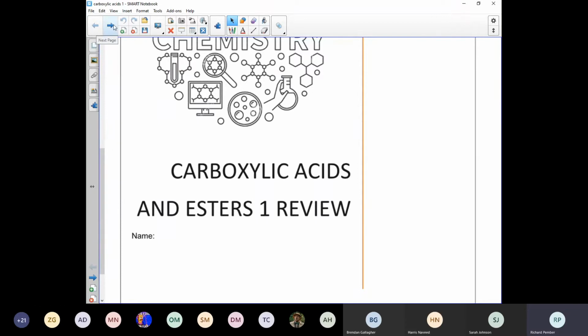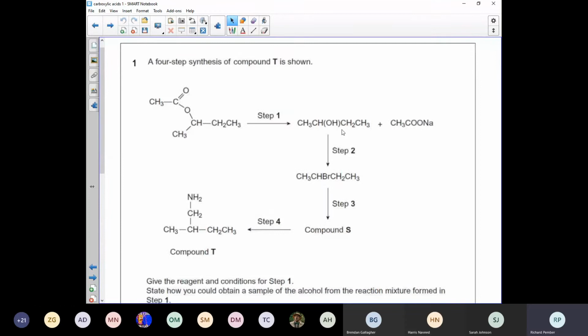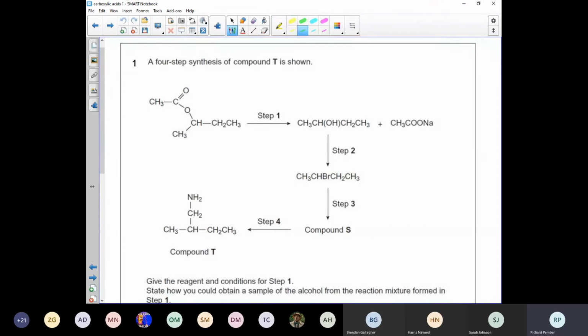Right, okay, so straight into it then. Question 1. Let's have a look what we've got. Looks fairly complicated to start with. It's been a while since we've done organic chemistry. Things I would be looking for straight away here. Let's just get my highlighter out. Maybe not an obvious one, but let's change pen.